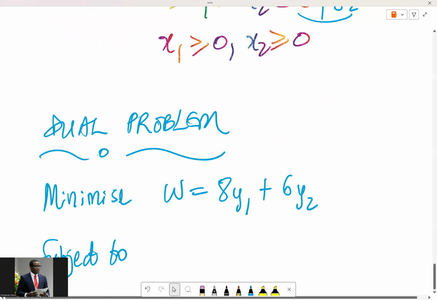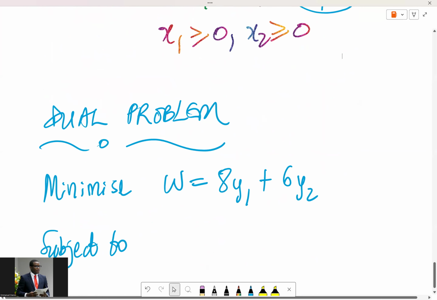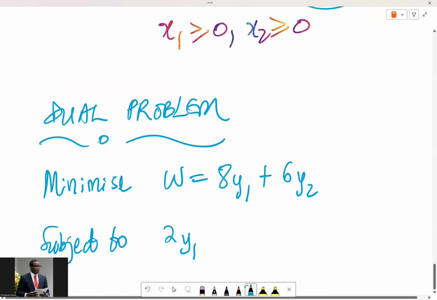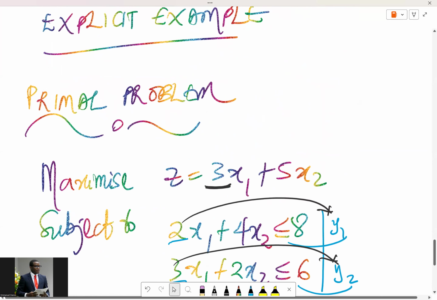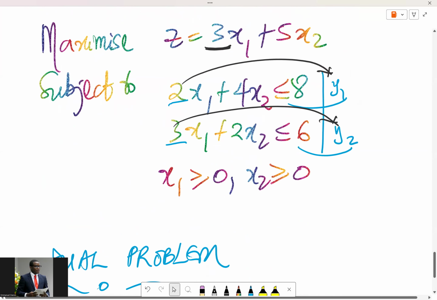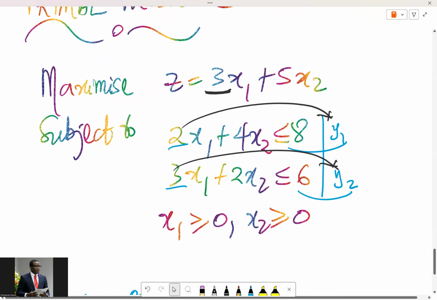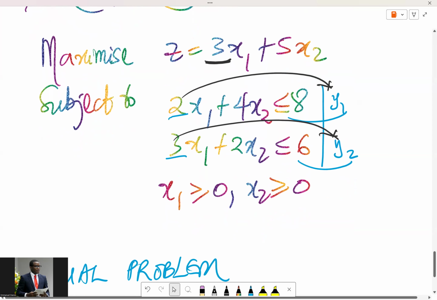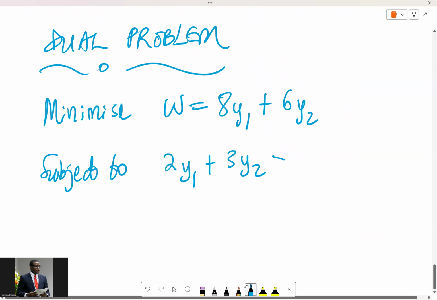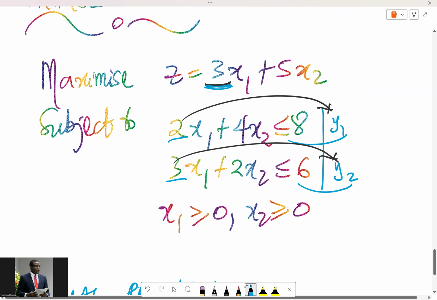So that means that you're going to have, like what you see there, 2y1 plus 3y2. So this two, this three, 2y1 plus 3y2. Now, the maximization problem constraints are less than or equal to here. The minimization problem becomes greater than or equal to, and that will be greater than or equal to these first three corresponding to x1 now.